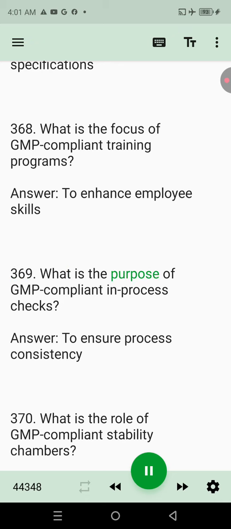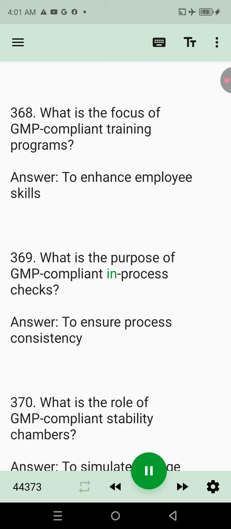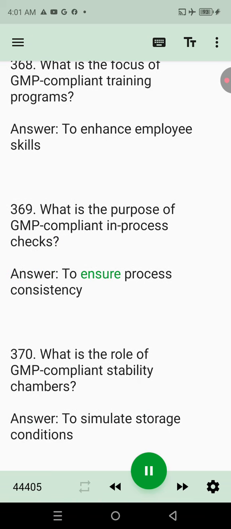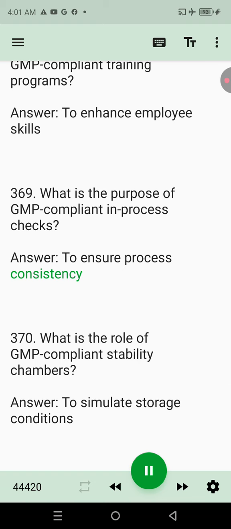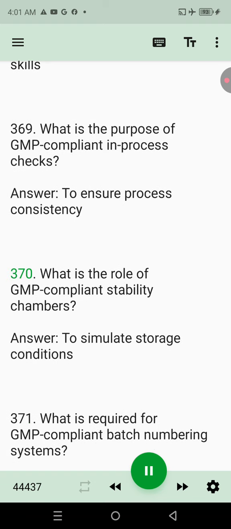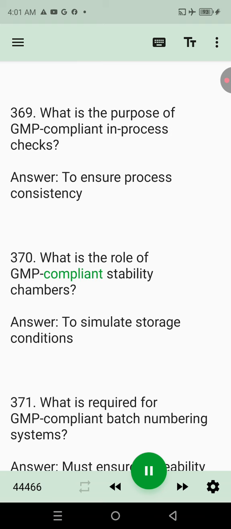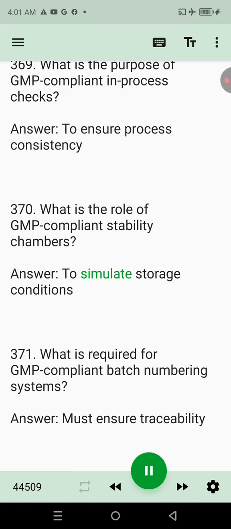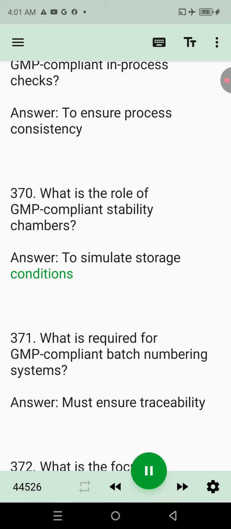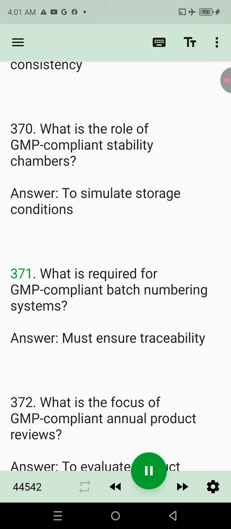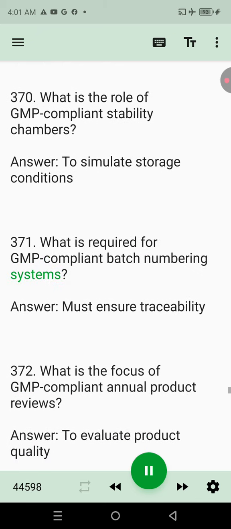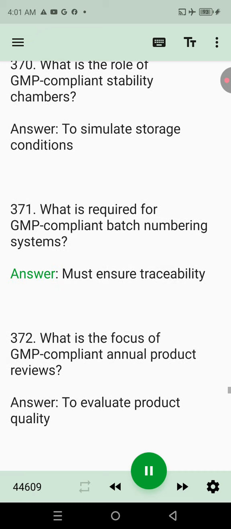369. What is the purpose of GMP-compliant in-process checks? Answer: to ensure process consistency. 370. What is the role of GMP-compliant stability chambers? Answer: to simulate storage conditions. 371. What is required for GMP-compliant batch numbering systems? Answer: must ensure traceability.